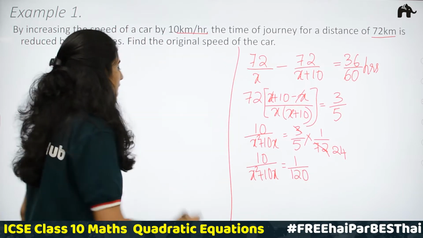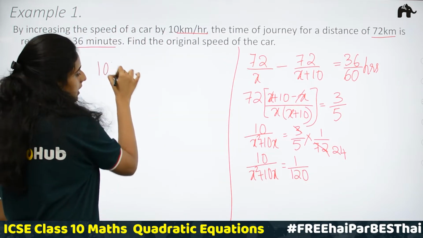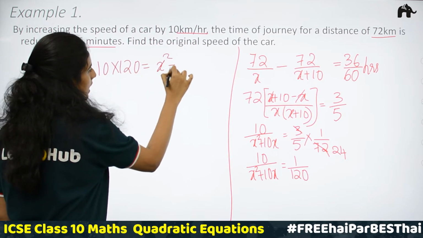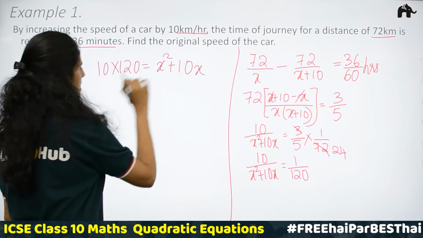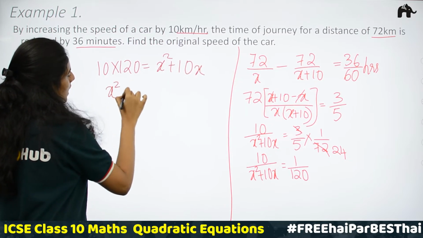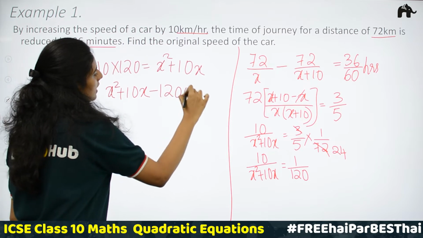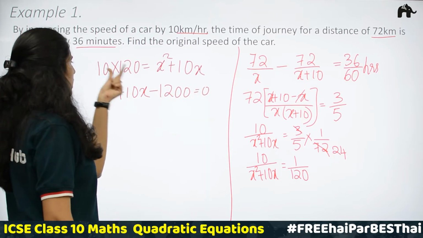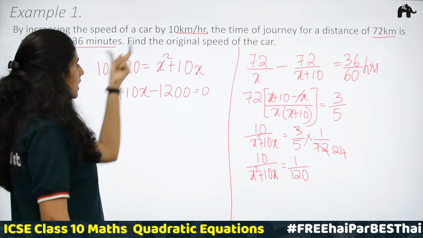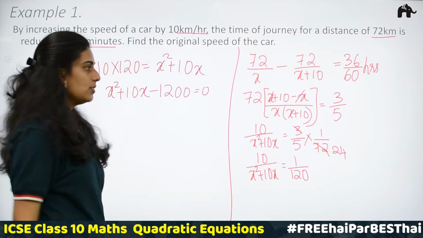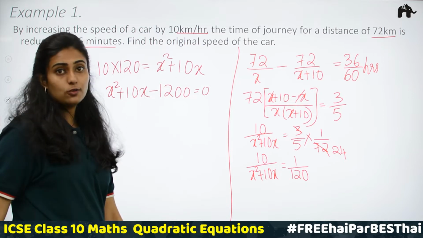Now cross multiplying this, 10 into 120 is equal to x square plus 10x. The equation becomes x square plus 10x minus 1200 is equal to 0. 120 into 10 is 1200. Taking it to the opposite side becomes minus 1200 is equal to 0. Now we can solve this to get the value of x.